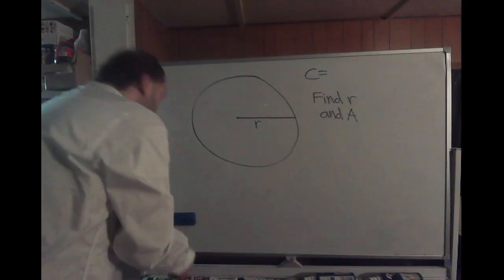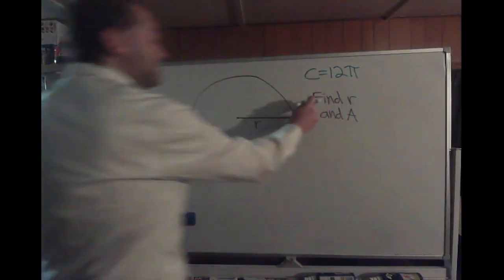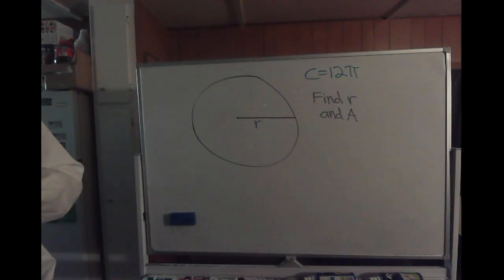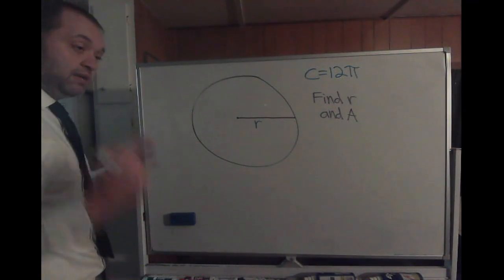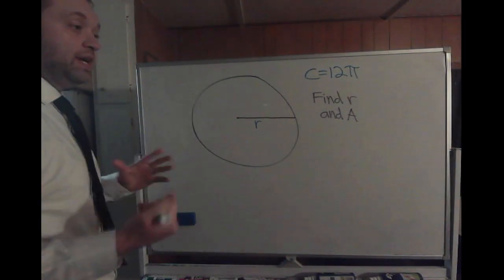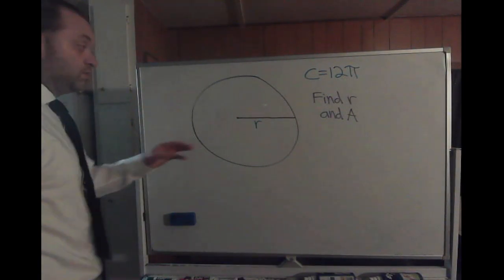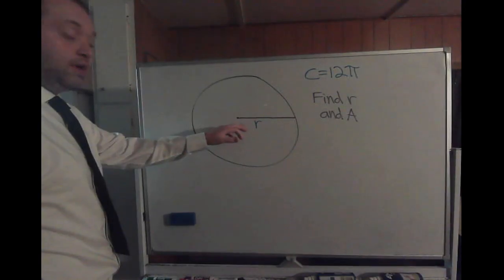Alright, we have another one where they give us this time that the circumference of the circle is 12 pi. We need to find the radius and the area. That's not so bad. Again, we know the circumference, we just don't know the radius or the area. So first, always start out by finding your radius.